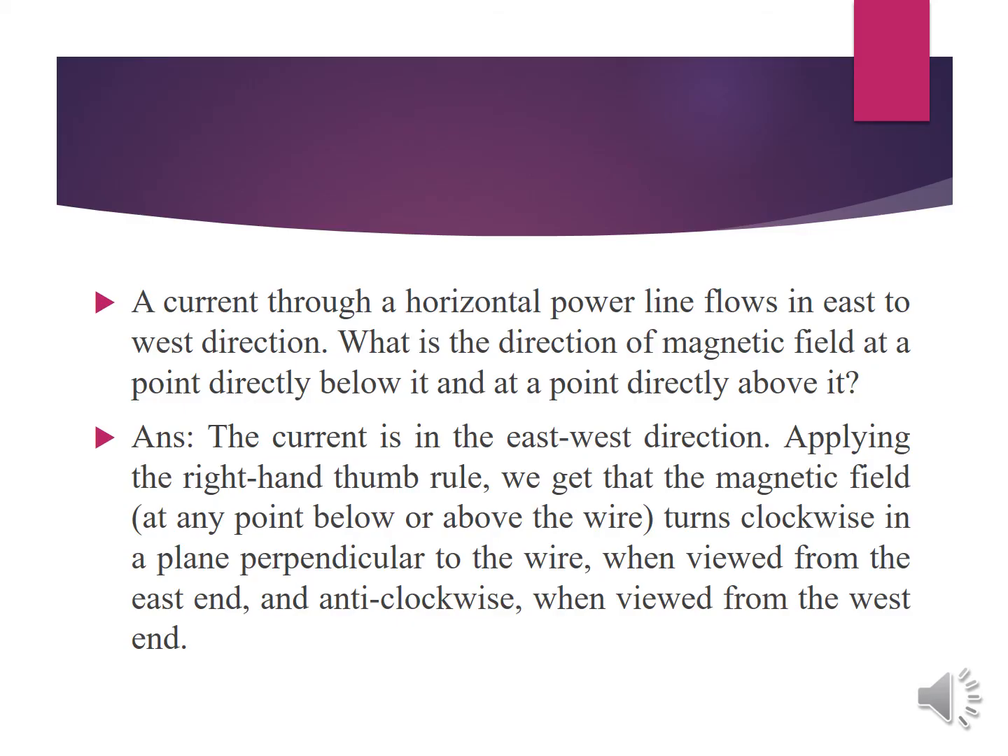A current through a horizontal power line flows in the east to west direction. What is the direction of the magnetic field at a point directly below it and at a point directly above it? Answer: the current is in the east-west direction. Applying the right hand thumb rule, we get that the magnetic field at any point below or above the wire turns clockwise in a plane perpendicular to the wire when viewed from the east end, and anti-clockwise when viewed from the west end.